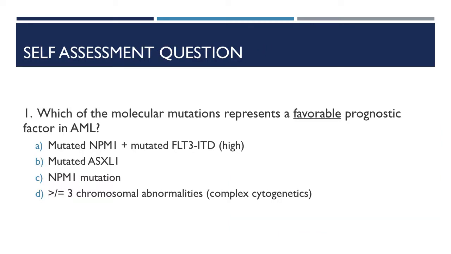So I have another question. Which of the molecular mutations represents a favorable prognostic factor in AML? And you can review that. And the answer is C, an NPM1 mutation, if you can remember the table.